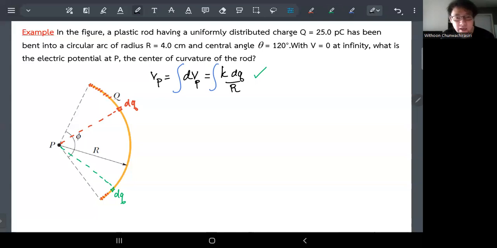Nice. And then you can do this integral very easily by saying that K is constant, capital R is also constant. There's nothing to integrate because it's just a sum of all those dq. So that means it's just the total charge on that arc. And that is it. It's done, believe it or not.